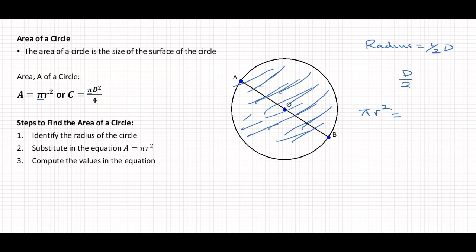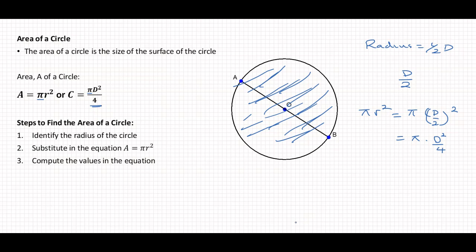We can also replace r with d over 2 for the diameter. So this is going to be pi multiplied by d over 2 squared, which is going to give us pi multiplied by d squared over 4. So that's how we come about this formula as well.